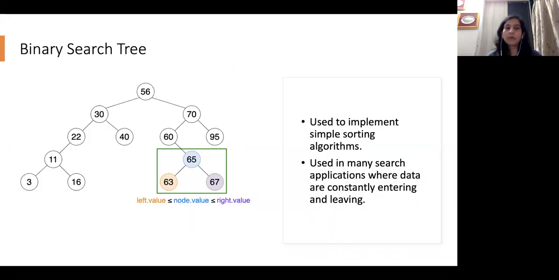Okay. So now let's go to one of the most important tree structures that we've all studied in college, and that's your binary search tree. The main thing about the binary search tree is that the left value is always less than the root node, and the right value is always greater than the root node. That is the basic thing, and obviously you can't have more than 2 children because it's a binary tree in the end. This is used to implement simple sorting algorithms and many applications where data is constantly entering and leaving. We'll cover where binary search trees are used.